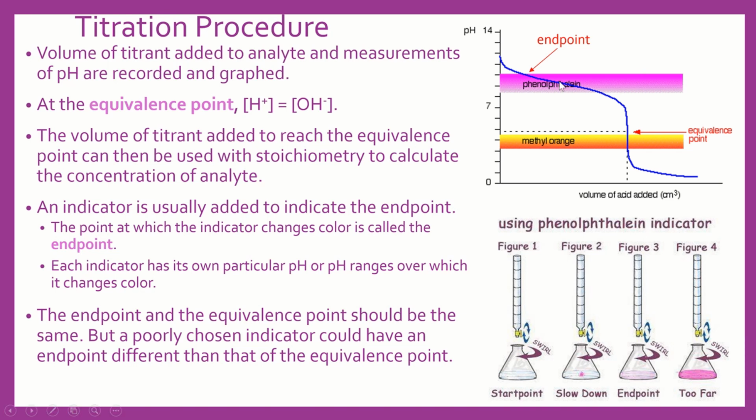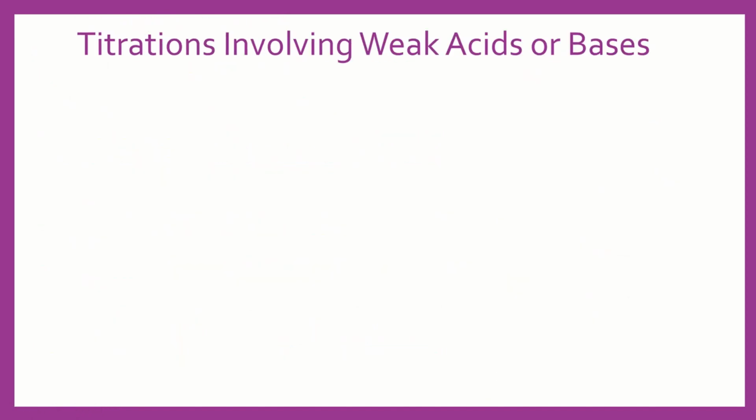So if you chose phenolphthalein, your endpoint would be up here, and that's not the equivalence point. So make sure you choose the correct indicator, and again, in this case, we'd want to choose methyl orange. It has an endpoint very close to the equivalence point.